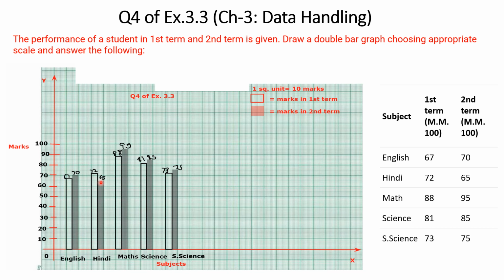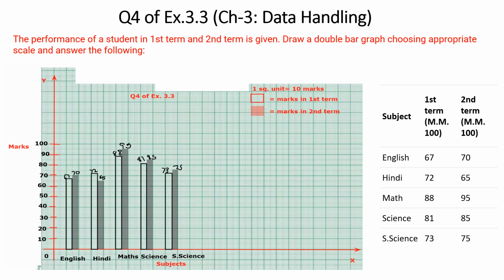Next 72, 65, 88, 95, 81, 85, 73 and 75. Plotting, you know, plotting is easy, that you can do. But remember, bar graph हो या double bar graph हो, equal gaps. अगर एक हाफ में बना रहे हो तो सारे हाफ में बनाओगे. गैप एक बॉक्स का छोड़ रहे हो तो हर जगह एक एक बॉक्स का गैप ही छूटेगा.